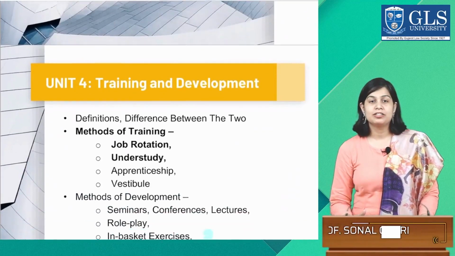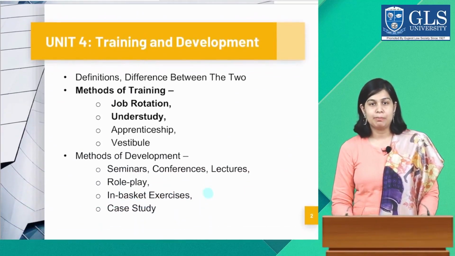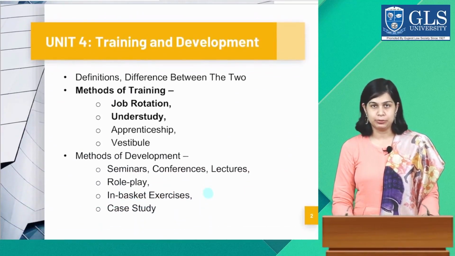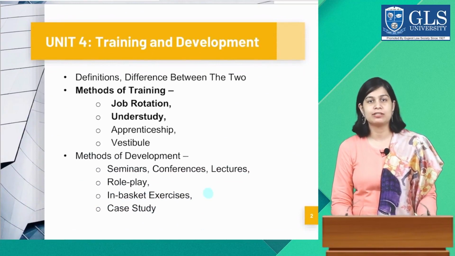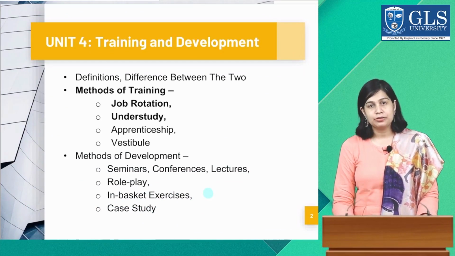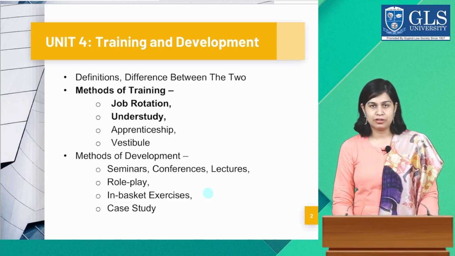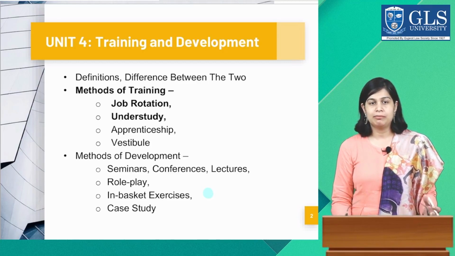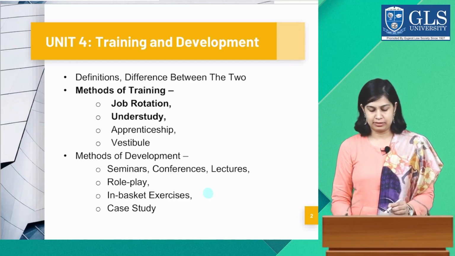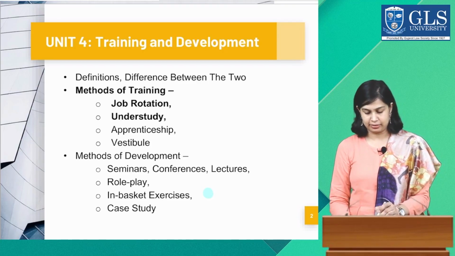In the previous session, we talked about training and development, the difference between the two, and the advantages of training and development to the organization as well as to the employees. In today's session, we shall do the methods of training. In the first session, we will be talking about different methods of training, and the first two methods, that is job rotation and understudy.